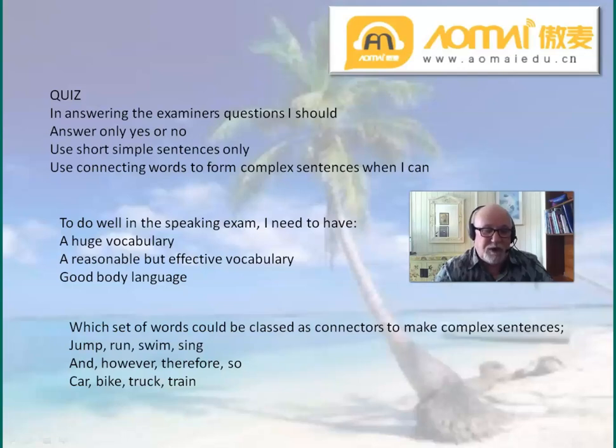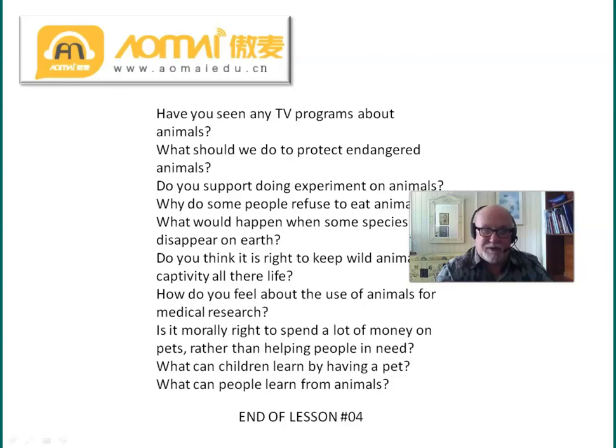Out of this set of words, which set of words could be classed as connectors to make complex sentences? Jump, run, swim, sing. Next set, and, however, therefore, so. Or car, bike, truck, train. I know that you know it's and, however, therefore, and so. Of course, there's a lot more that we could use, but those are the really important ones.